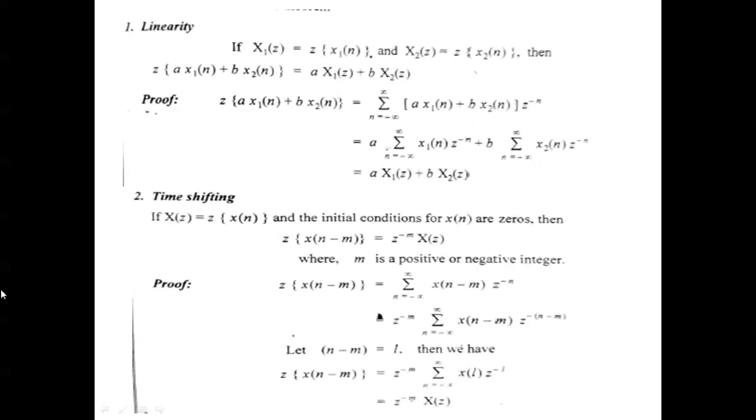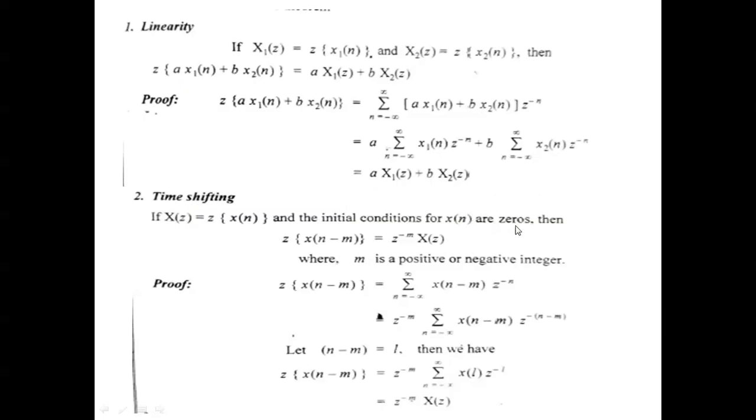So, linearity. This is the equation for linearity, like the superposition theorem. Previously we saw whether a system is linear or non-linear. If it is linear, it has to satisfy the superposition principle. The formula is the same here. You just apply the formula of Z transform, and then you will get the values for linearity.